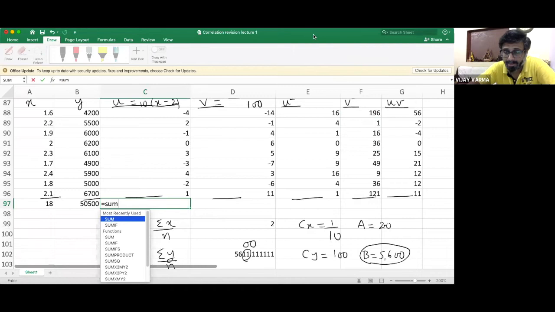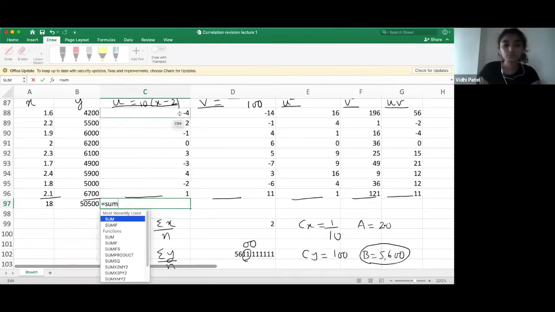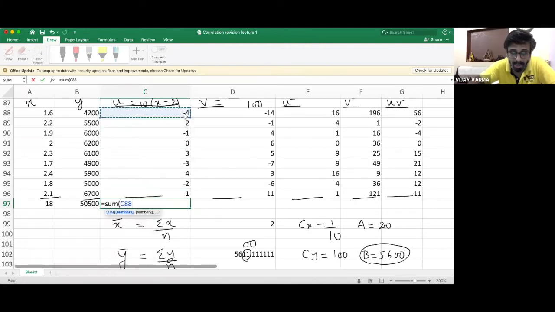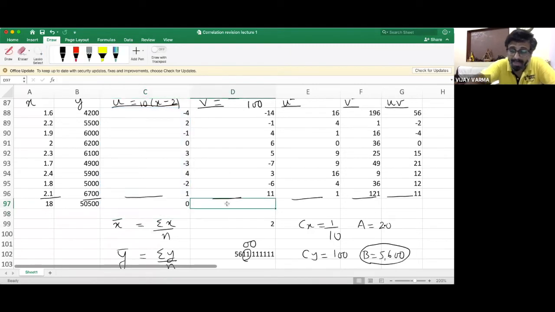Vidhi Patel, can you listen to me? Yes, sir. Tell me the total of u. 0. Correct. All of you must be able to get the total of u as 0 because we have taken the mean itself, and we studied in 11th standard: sigma x minus x bar is equal to 0.